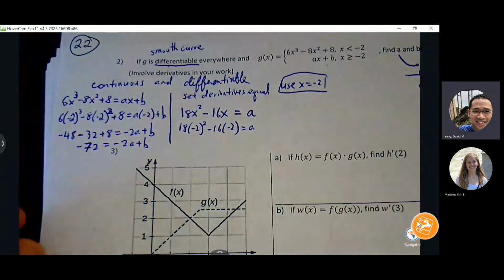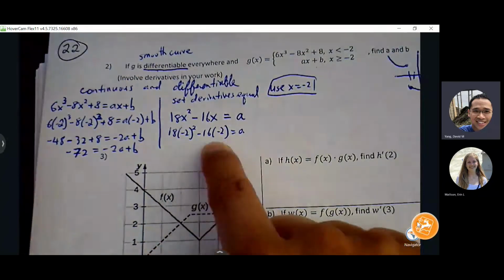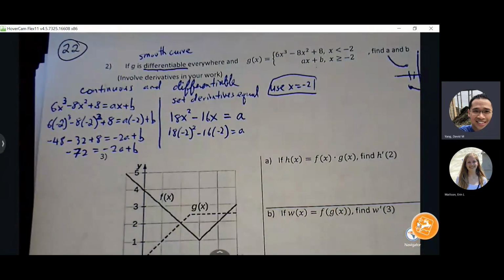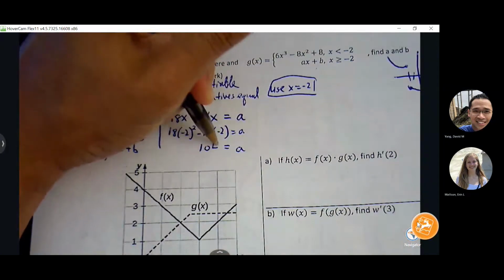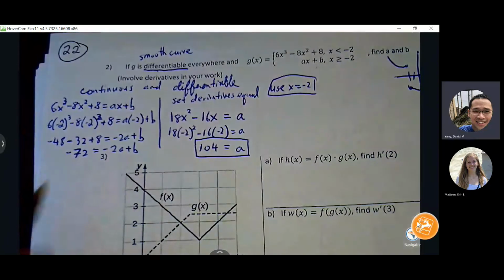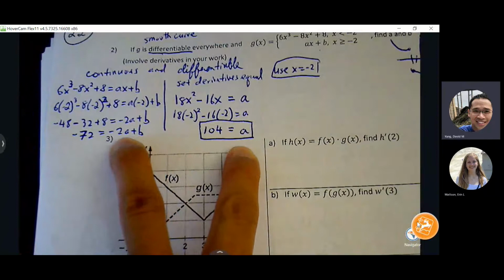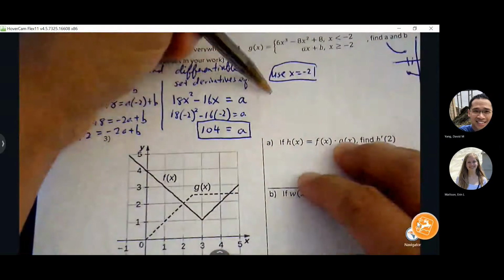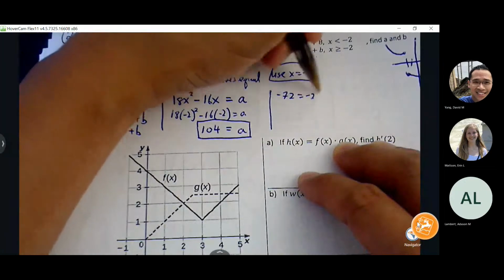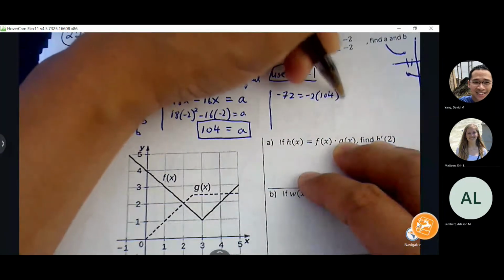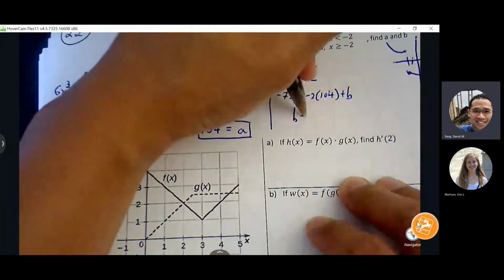You will get to use your calculators on your test. All this works out to be just some number here. Add that together, and we get a equals 104. Okay, so we have one constant figured out. Now we just have to insert into the other one and help us solve for b, right? Ends up b equals 136.